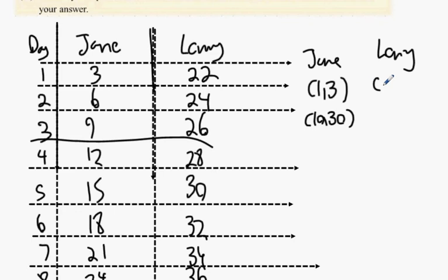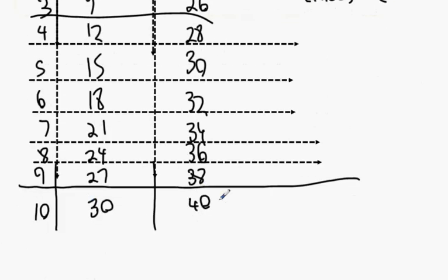I'm going to write down the point 1, 22. Some of you might have started off on 120. I didn't punish you for that. And then what's the other point I'm going to put down? At the end, on the 10th night we had 40 texts.